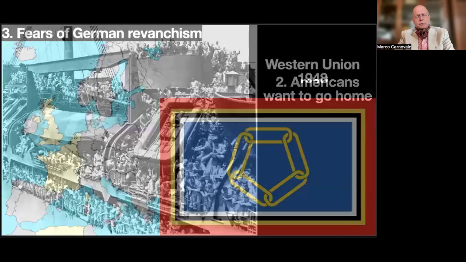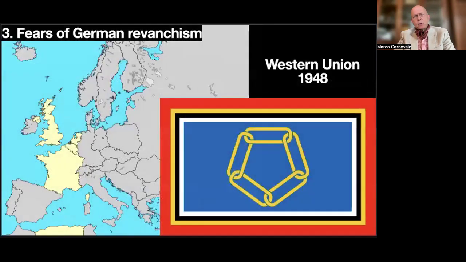And the third reason why NATO was founded is the fear of German revanchism. You see this little flag here. It's about the Western Union. It was founded in 1948. You wouldn't have heard of it. I never heard of it, even though I worked on these issues most of my life. It was an alliance between the British, the French, and the Benelux countries to guard against German revanchism.